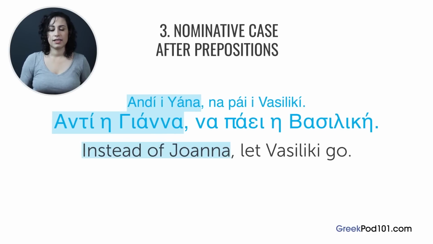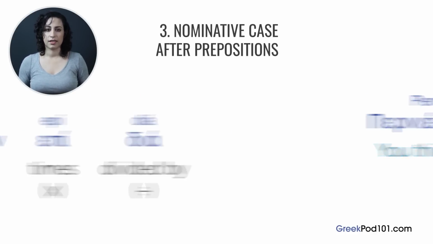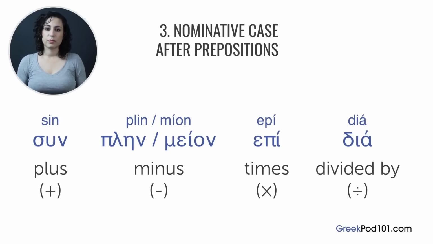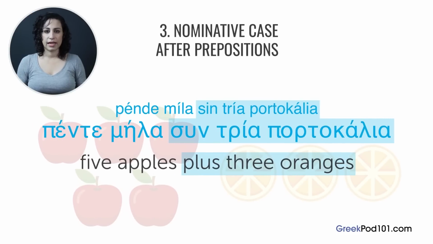Αντί η Γιάννα να πάει Βασιλική. Instead of Joanna, let Βασιλική go. And περνιέσαι για έξυπνος. You think you are smart. Also in arithmetic, we use the preposition συν, plus, πλην or μείον, minus, επί, times, and διά, divided by, with nominative. For example, 5 μήλα συν 3 πορτοκάλια. 5 apples plus 3 oranges.